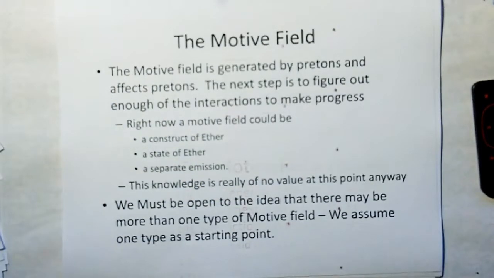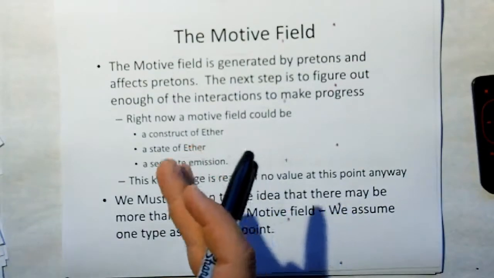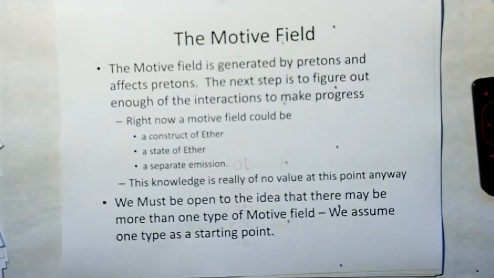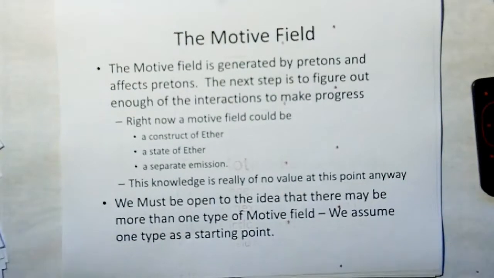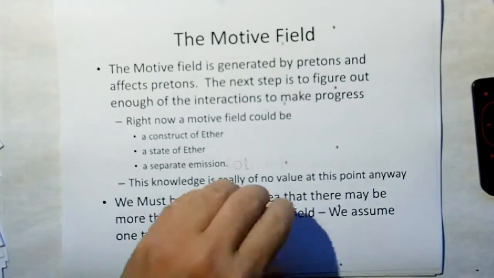Okay, getting back to the motive field. The motive field is generated by pretons and affects pretons. The next step is to figure out enough of the interactions to make progress. Right now, a motive field could be either a construct of ether, a state of ether, or maybe just a separate emission altogether. And we must be open to the idea that there may be more than one type of motive field. We'll assume one type as a starting point.